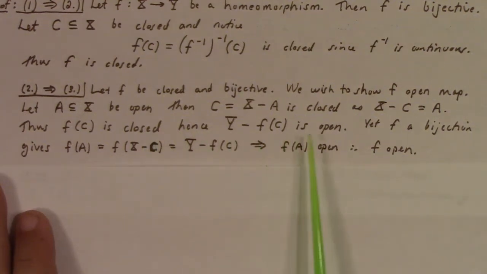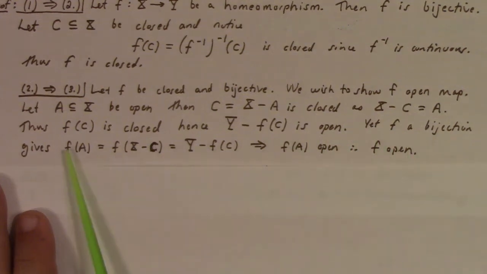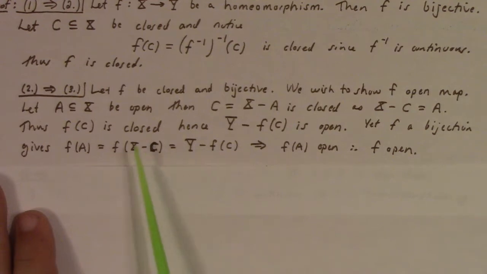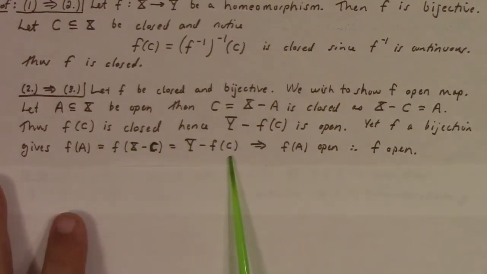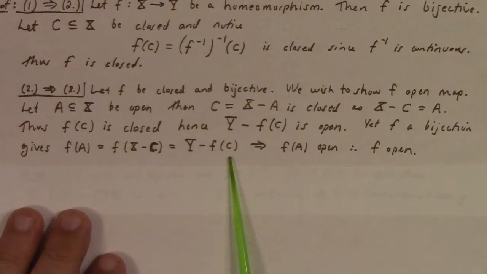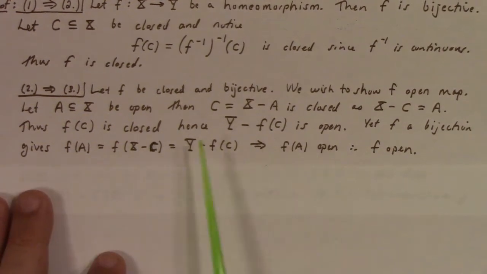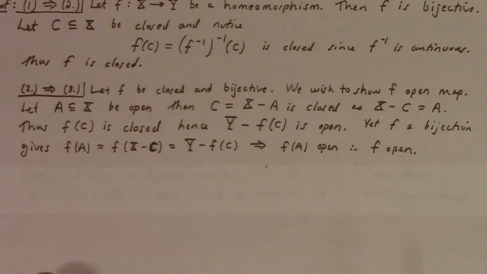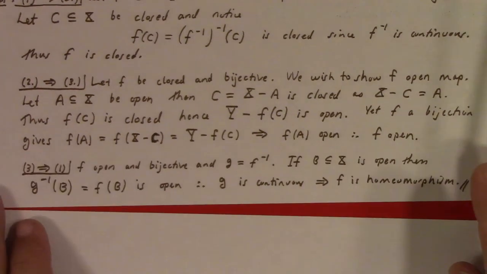Okay, great. But F as a bijection gives that F of A is F of X minus C, which is actually Y minus F of C, which is to say that F of A is open because Y minus F of C, where F of C was closed, right? So if you take the whole space and remove a closed set, you get an open set. So F of A is open, and so we just showed open maps to open, which says F is an open map. All right, 3 implies 1.